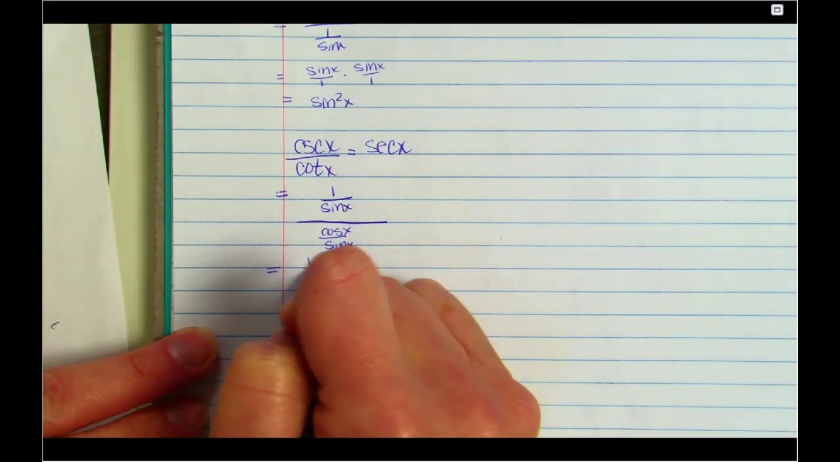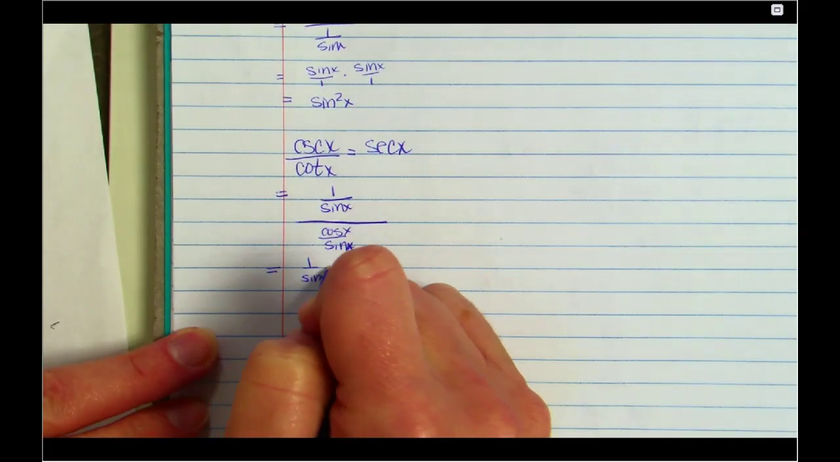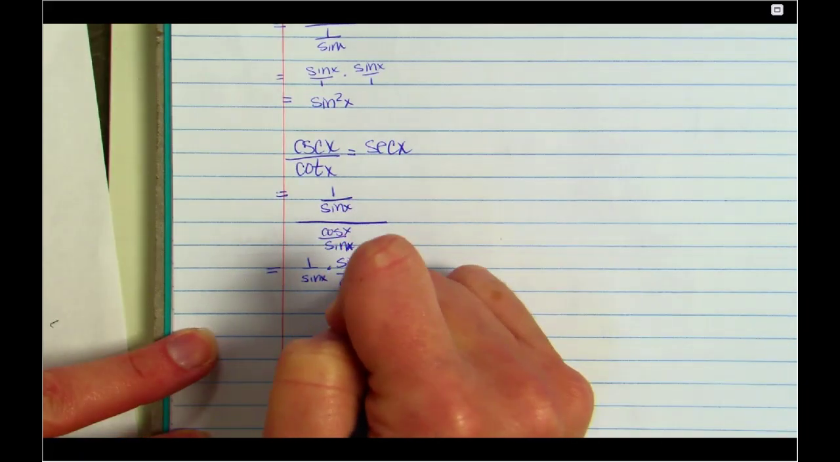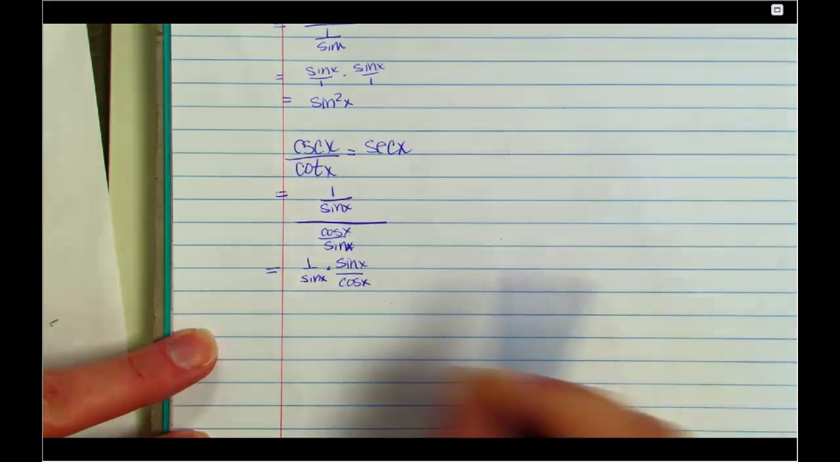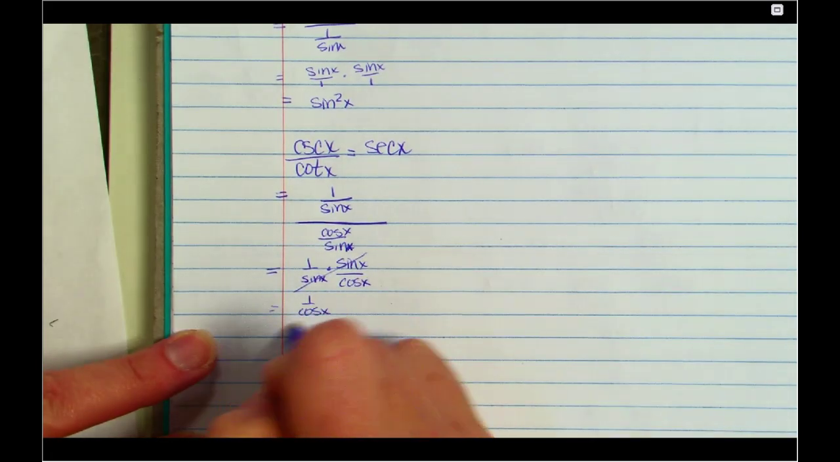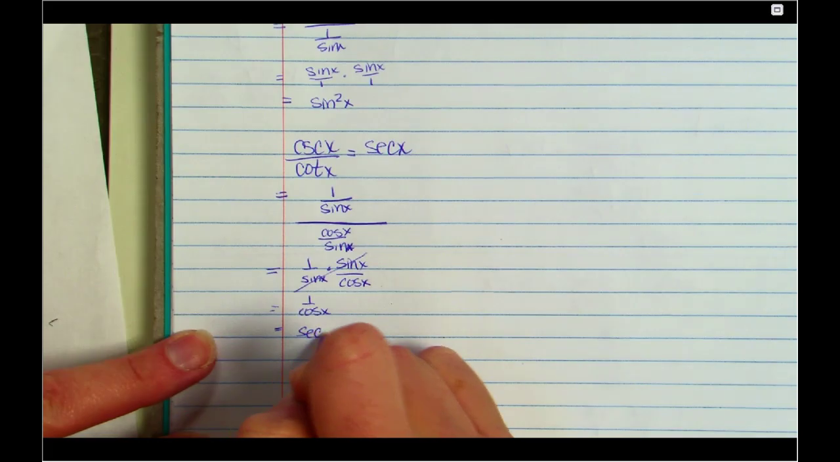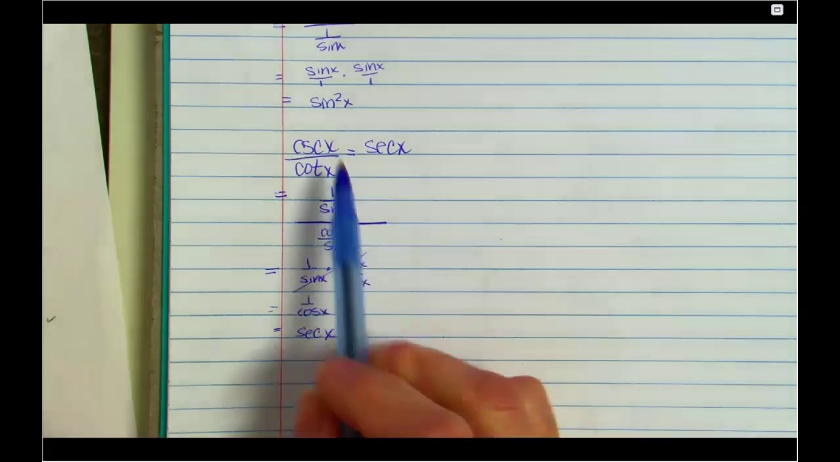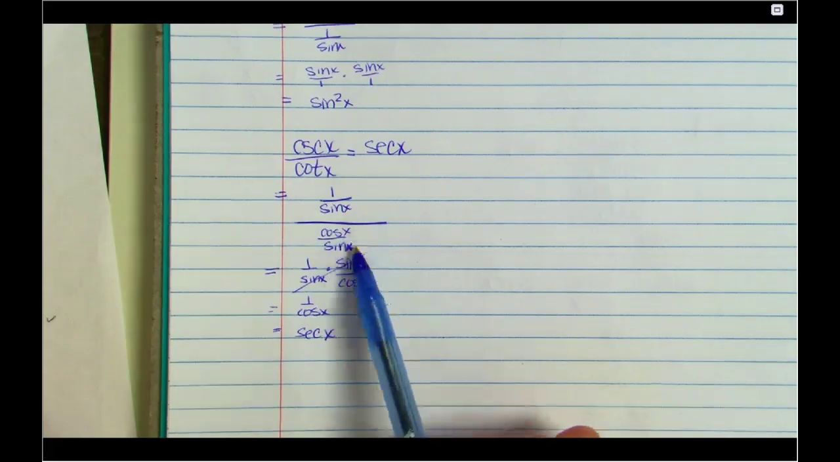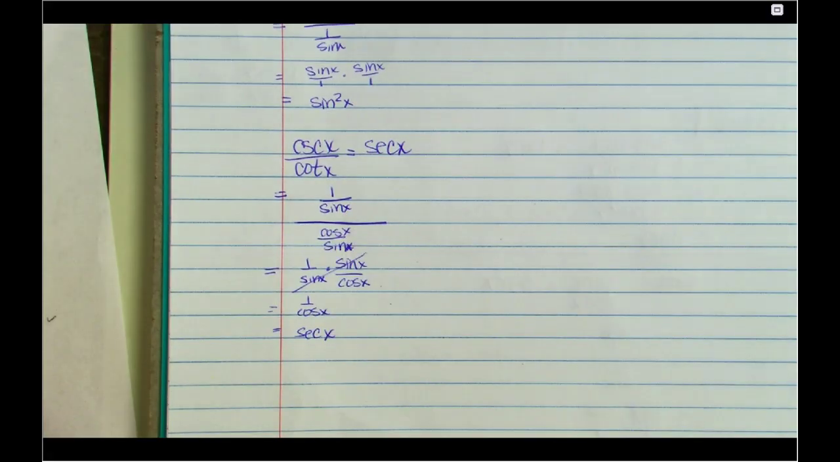So keep the first one. Switch to multiplication, flip this guy over. So sine x, cosine x. Sine over sine cancels. 1 over cosine is equal to secant. Cosecant is 1 over sine. And cotangent is cosine over sine. Okay.